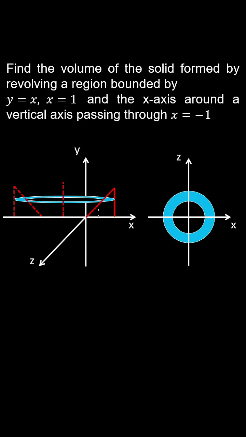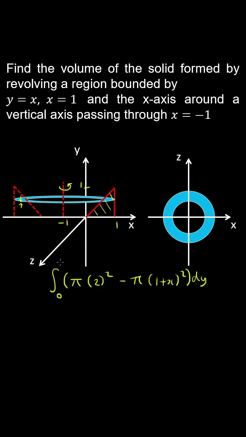Let's find the volume of the solid formed by revolving this region around a vertical axis passing through x equals -1. So because the region is not touching that axis, it's convenient to use the washer method. So the area of the outer washer is pi by the radius squared, so that would be 1 plus 1, and then minus the area of the inner washer, which is pi by 1 plus x squared. And then assigning the washer a thickness in the vertical direction gives the volume of the washer, and then we can integrate from y equals 0 to y equals 1, and that gives the volume of the solid.